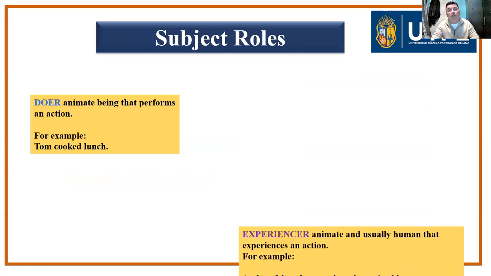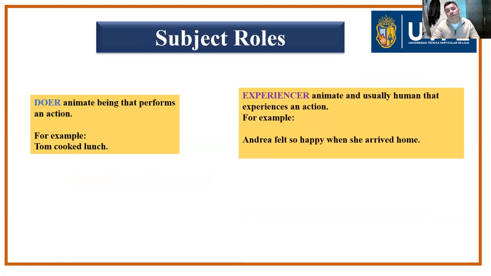Another example is experiencer. The experiencer is animate and usually human, and experiences an action. For example, I have Andrea felt so happy when she arrived home, all right? In this case, the subject experiences something. The subject in this sentence, Andrea, experienced the happiness of arriving home. The action got her to experience something. Good. Arriving home made Andrea experience happiness. Andrea felt so happy when she arrived home.